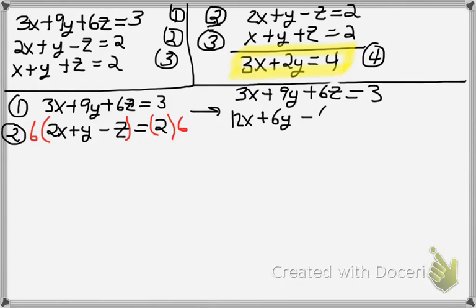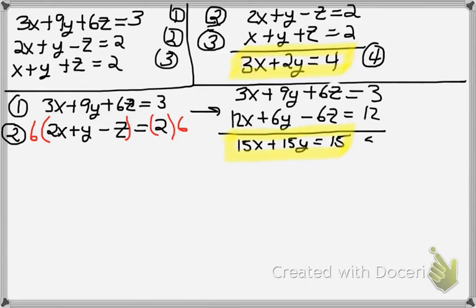So 12x plus 6y minus 6z is equal to 12. And we'll go ahead and add down. So 15x plus 15y, the z's drop out, equals 15. And we'll go ahead and call this equation 5. Now what we've done is we've reduced it down to a system of two equations and two unknowns with equations 4 and 5. And it's the same procedure as before. So the one extra step there is breaking it down into two equations and two unknowns by eliminating one of the variables twice.